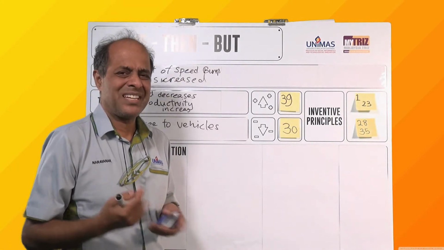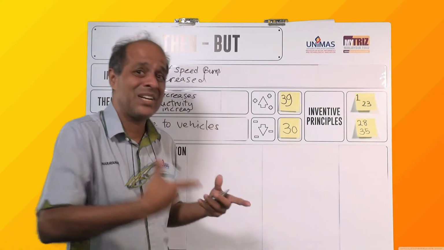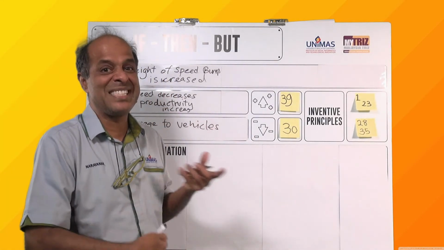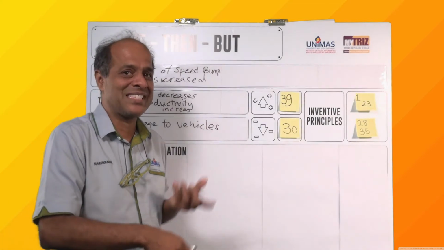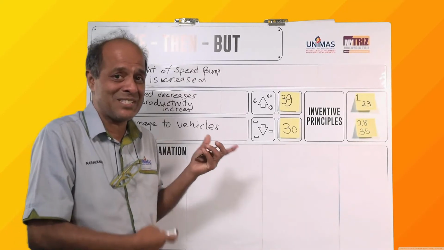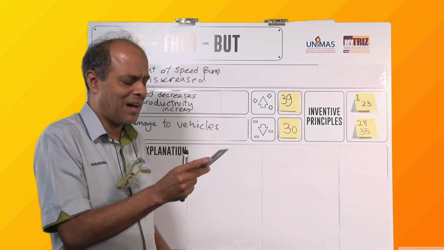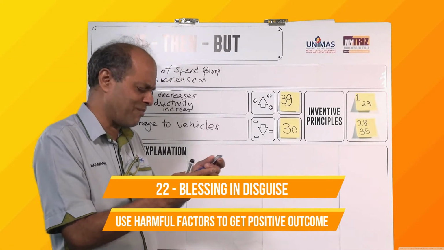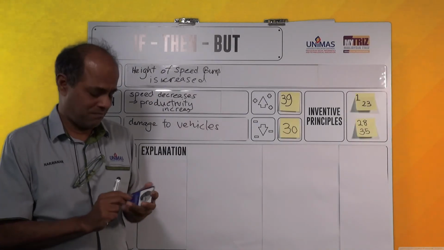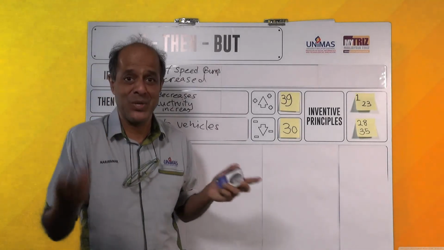This gives us a direction where we can say, instead of the speed bump stopping the driver or reducing the driver's speed, the driver does it himself. So the driver has some form of incentive or some sort of value, where when he reduces his speed, he gains some benefit. At the same time, we look at use harmful factors to get a positive outcome, which is principle number 22, or blessing in disguise. This principle is interesting. It says that something bad could be turned into something good.